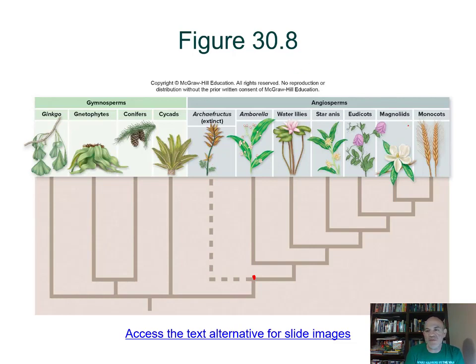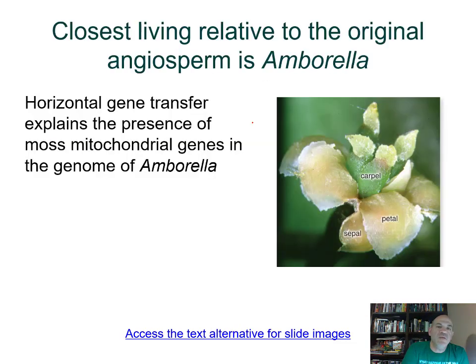Then you see some of the other groups here, monocots, which we'll be studying, the eudicots, and some other groups. And we're going to talk about Amborella here in a second, which is a very primitive living angiosperm. And that's the genus, Amborella. And this is what the flower looks like. The petals are not very colorful there. There are the sepals there, and then the reproductive structures there in the middle.